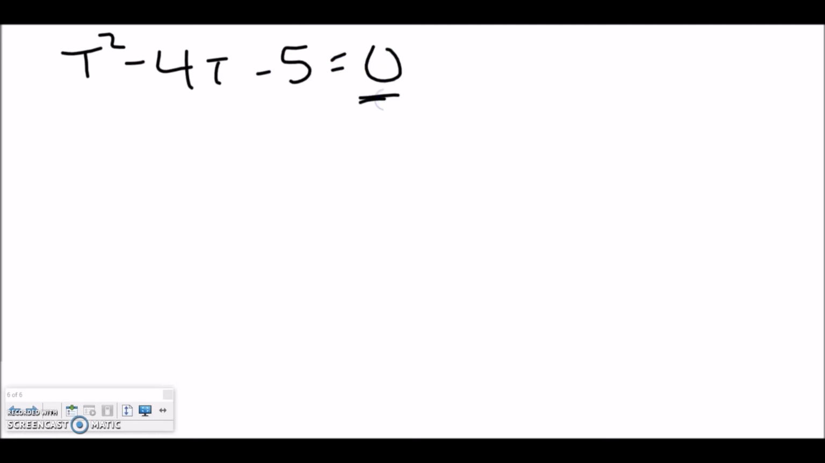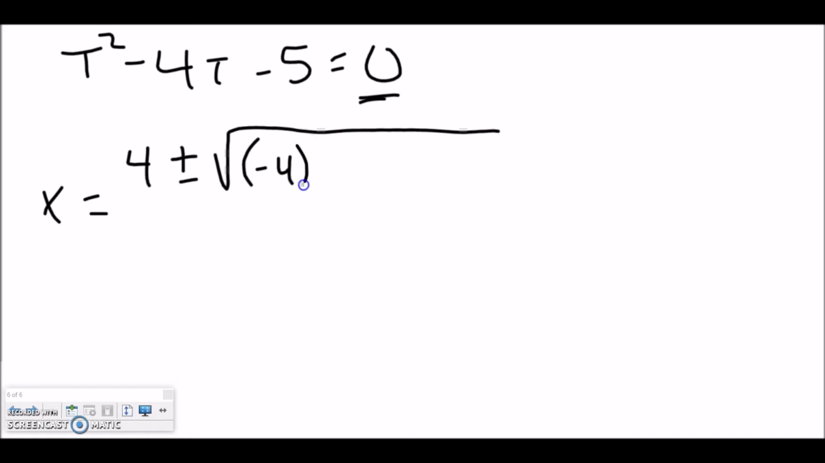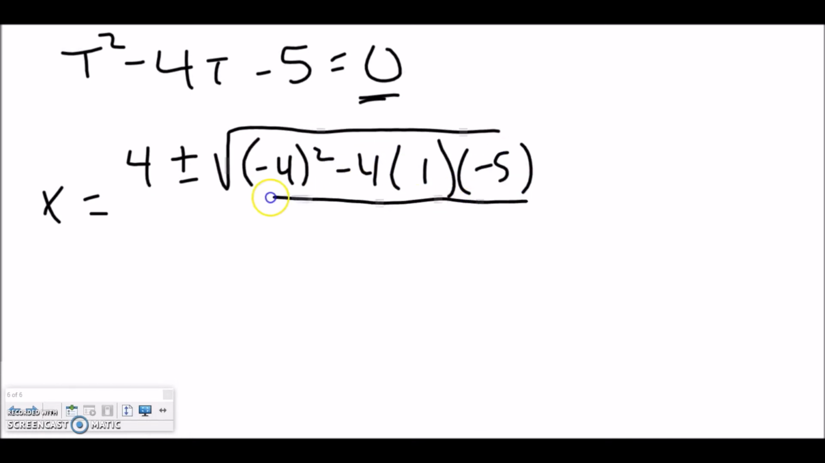All right, but you're a quadratic equation type of person. I get it. That's fine with me. T squared minus 4t minus 5 equals 0. Again, we have to have it equal to 0. We plug in our numbers. Minus a negative 4 is a positive 4, plus or minus the square root of negative 4 squared minus 4, a is 1, c is negative 5, all over 2 times a, which is 1.